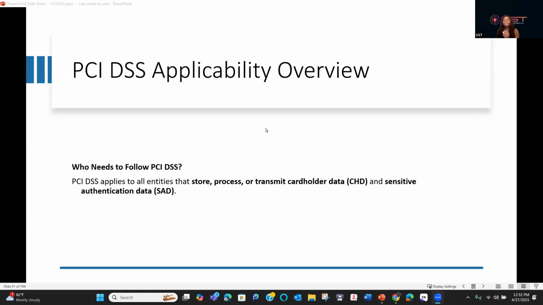It says PCI DSS applies to all entities that store, process, or transmit cardholder data, and we will definitely define cardholder data shortly, and sensitive authentication data. If you have your debit or credit card, I want you to take it. You will see so many things. And that reminds me, each time you're providing your debit card, it's like, give me the three-digit CVV code. That is very, very important. This is authentication data we are talking about, right? And we're going to learn and see it shortly.